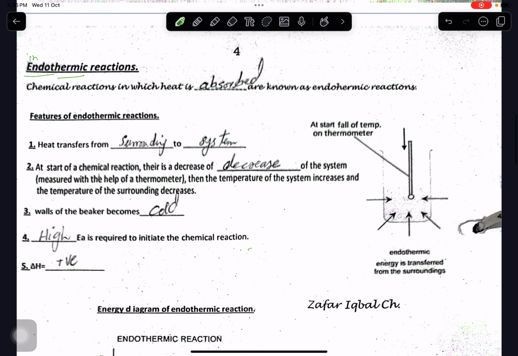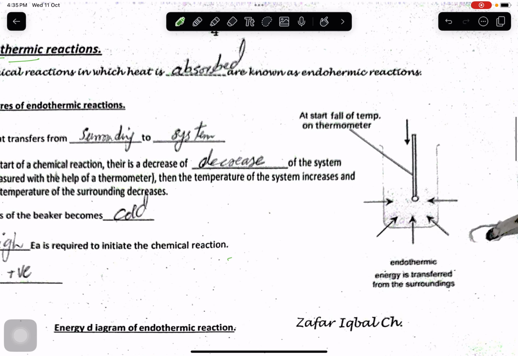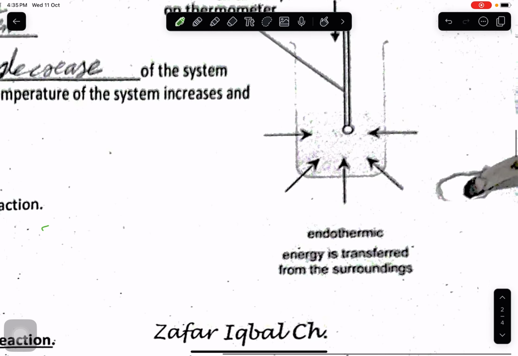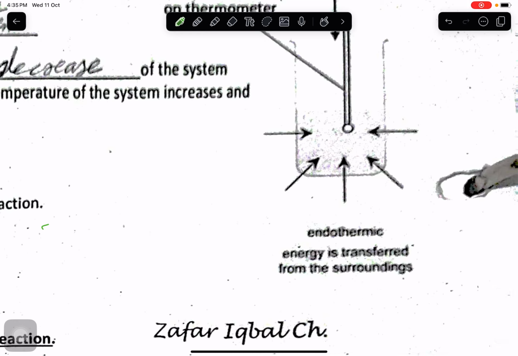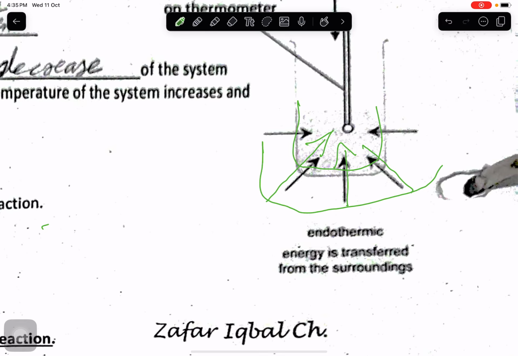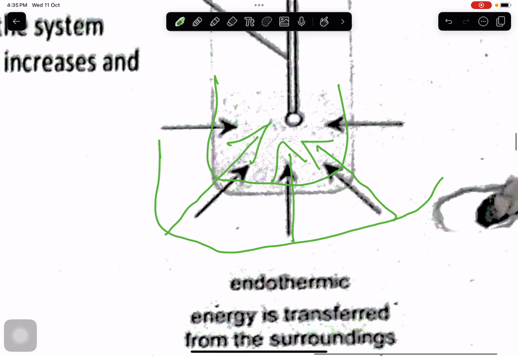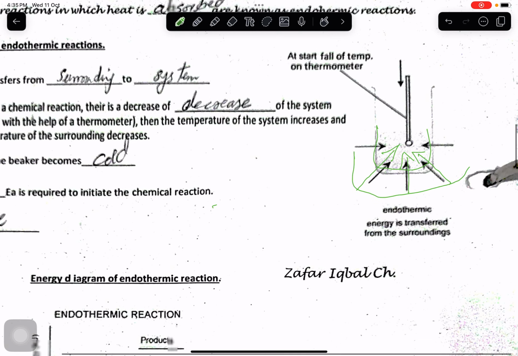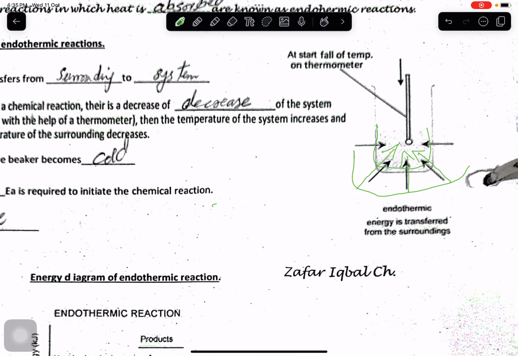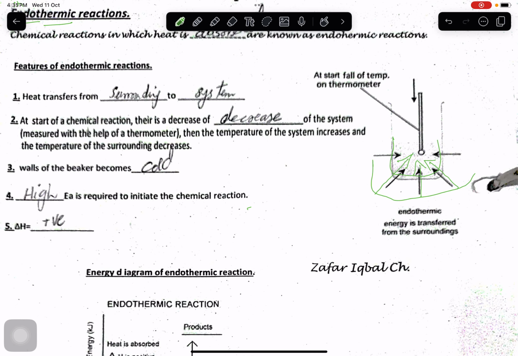Okay, what are the features of endothermic reactions? Now, heat transfers from the surroundings. As you know, they absorb heat. So this is the system, and these are our surroundings. They will absorb heat from here to here. Heat will come in from the surroundings to the system. Okay. Now, at the start, there is a decrease in the temperature of the system.